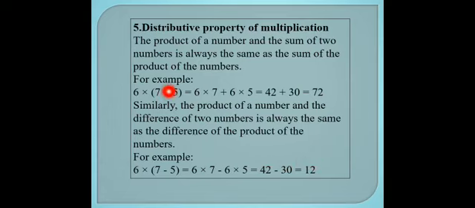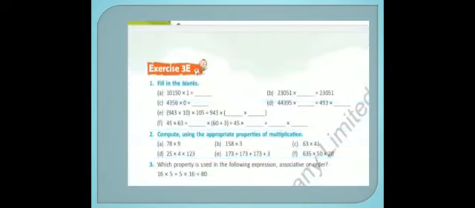So whether it is addition between two numbers or subtraction between two numbers, the property remains the same. So this is called the distributive property of multiplication. All these 5 properties can be used in different ways in your textbook exercises. Here I am showing you for exercise 3E.